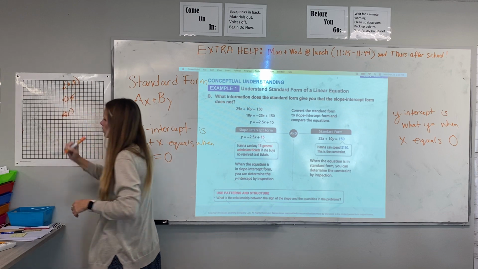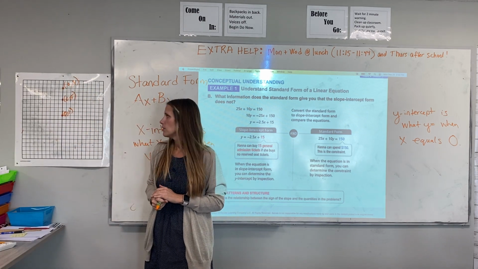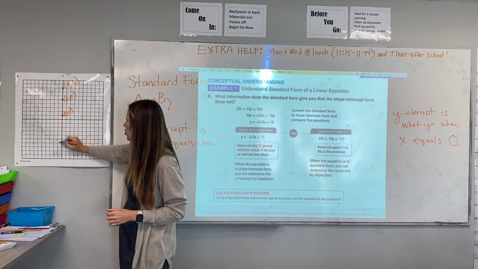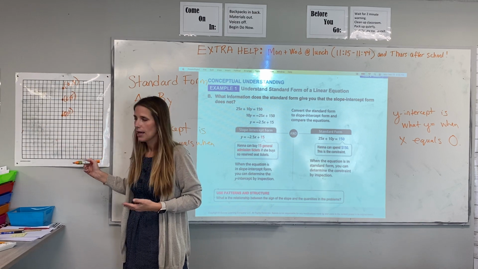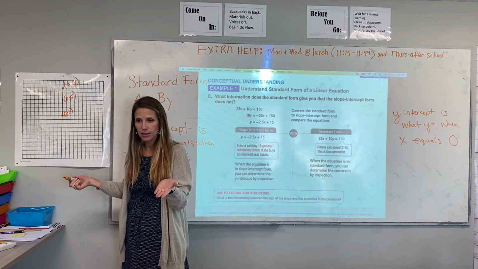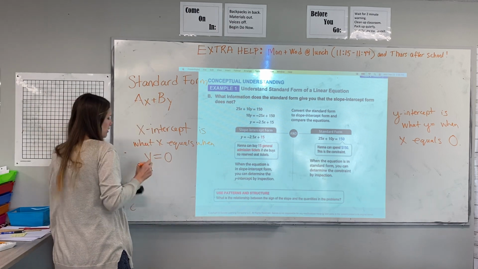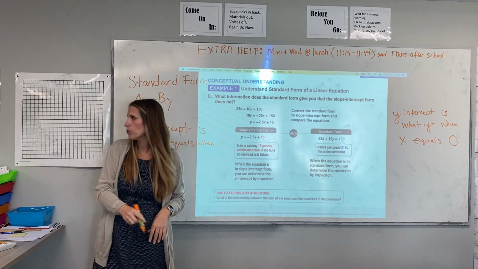Notice what all of those coordinate pairs have in common? They all have 0 for the x, right? Because anywhere on your y-axis, it doesn't matter what your y is, x will always be 0. And again, the intercept is just where the line is crossing through the y-axis.